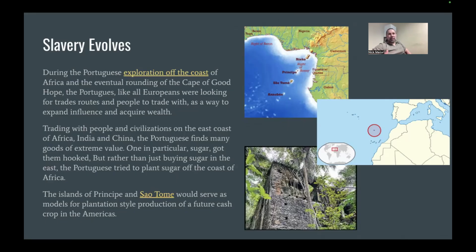Now, this is not something that immediately takes off, right? We're talking about the period of about 1450, 1460. They're experimenting with it and trying to make it work. They're also trying to figure out, is there an actual market for this? Because sugar was a luxury, right? It was, because it's difficult to grow and produce.